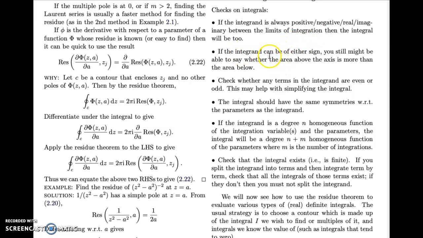Now, if the integrand can be of either sign, in other words, if you plot the graph of the integrand between the integration limits and it's sometimes above the axis, sometimes below, you can still quite often estimate whether the area above the axis is more or less than the area below, and therefore you can probably tell whether the integral should finally be positive or negative.